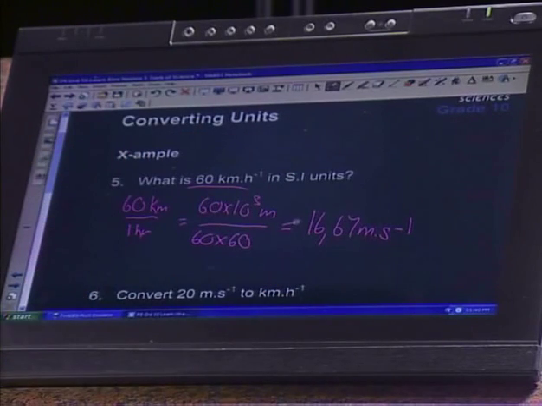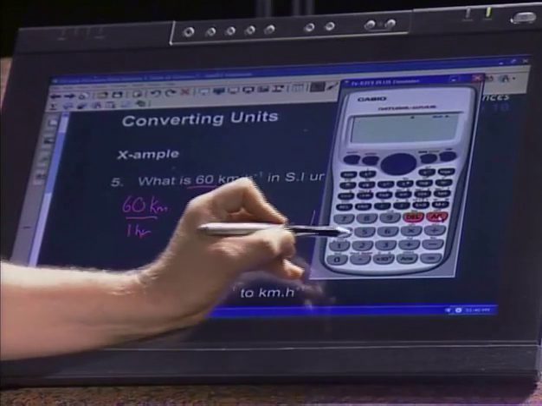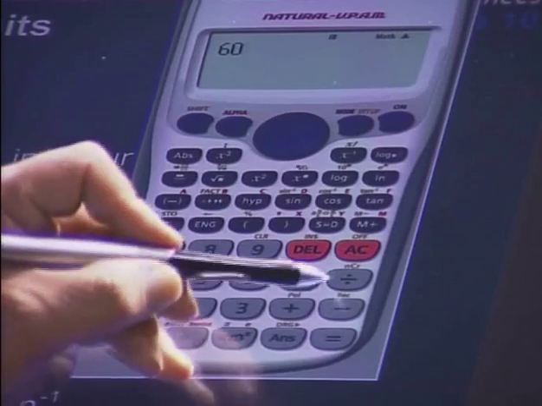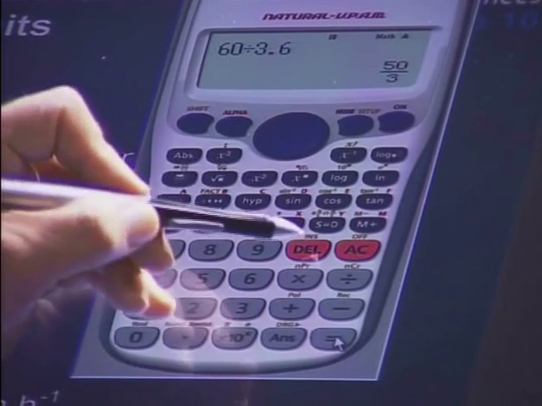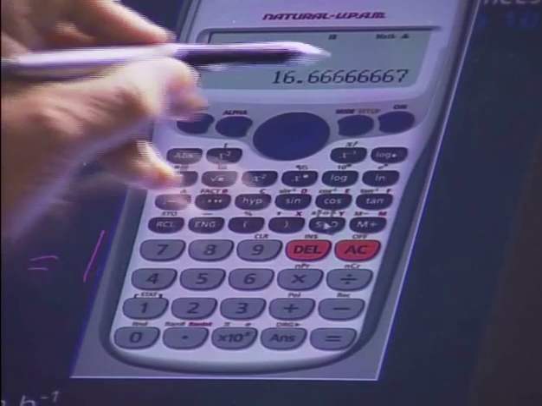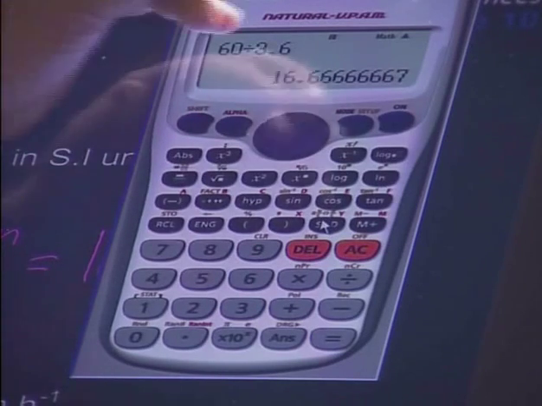What did we actually do? Is there another way of doing it? Well, fortunately, there is. If we multiply by 1,000 and divide by 3,600, then in fact what you can do is take your answer of 60 and divide by 3,6. And if you do that, you get the same answer, 16,66. So there are 2 ways.